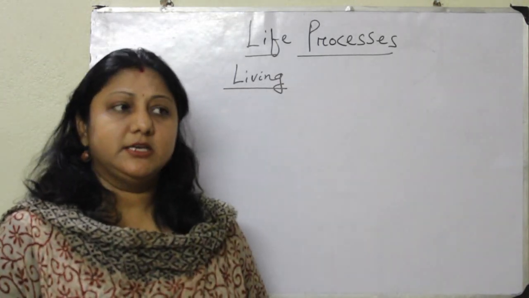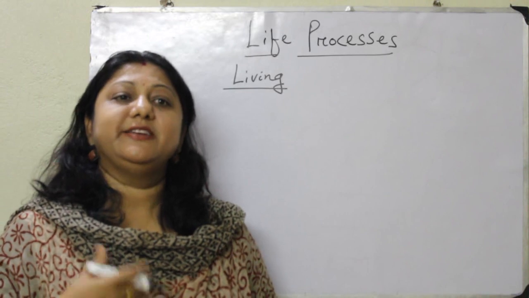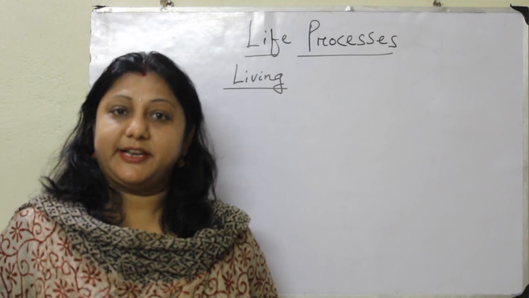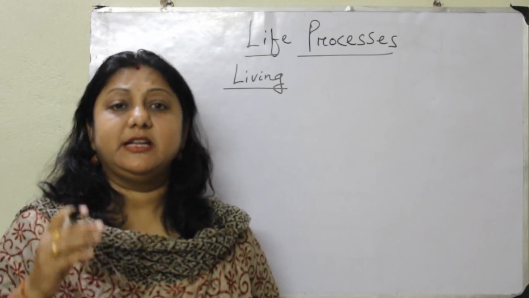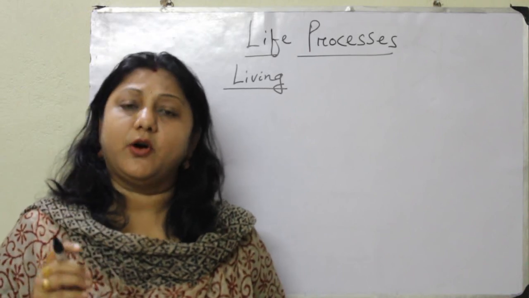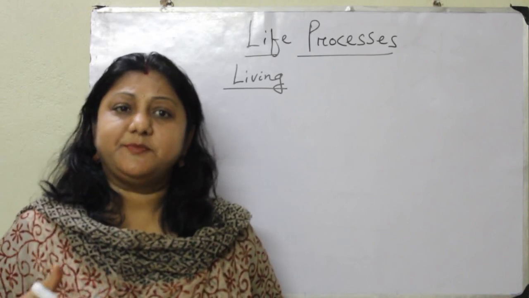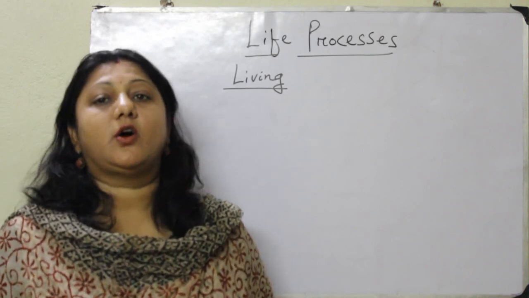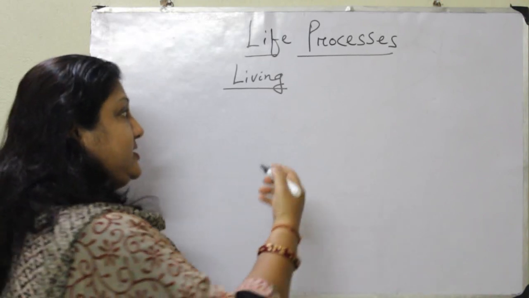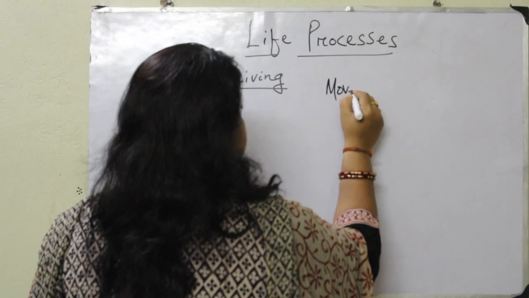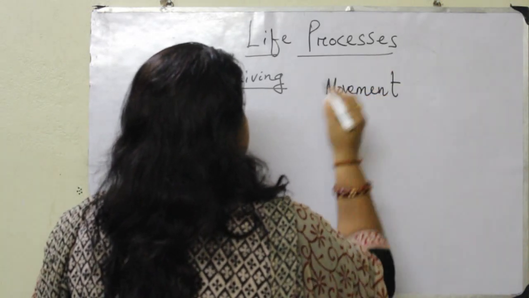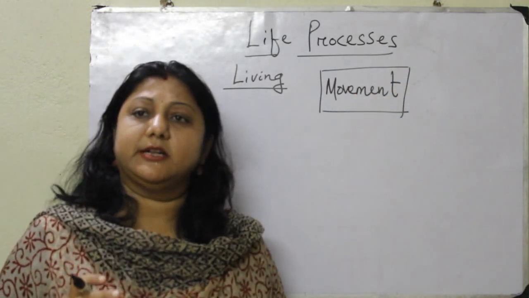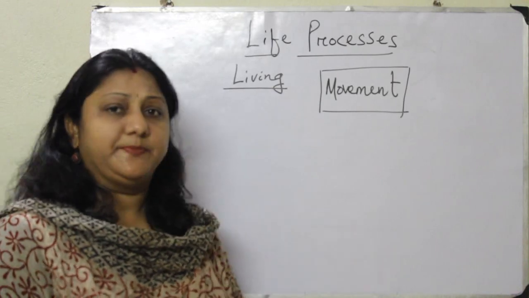Now, how do we consider or how do we define any object, any organism as living? What are the different criteria? On what basis do we define a particular organism as a living organism? There are different types of aspects by which we can say a particular organism is living. One such idea or concept of defining a particular organism as living is movement.